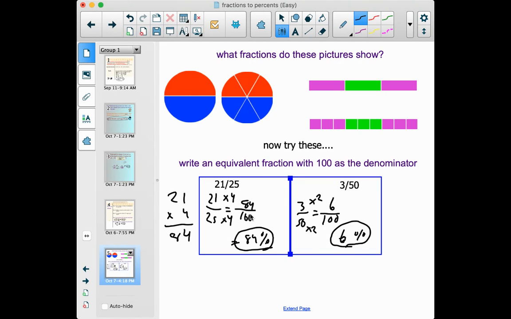Okay, so go ahead and give those a try. And in the next video, we'll look at what happens when you can't get the denominator to be 100. Good luck.